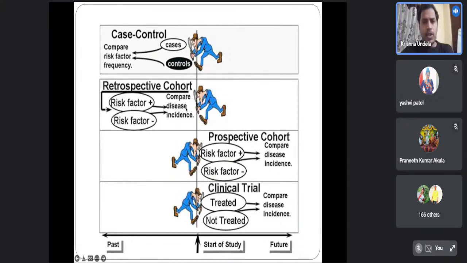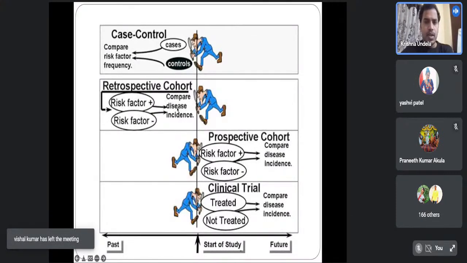And somewhere in 2020, right? Somewhere in 2020, we are going to understand, among the risk factor positive, how many got the outcome and how many did not get the outcome. Meaning in the duration of 2015 to 2020, among the risk factor positive, how many got the outcome and how many did not. Among the risk factor negative, how many got the outcome and how many did not. That's what we are going to understand in the retrospective cohort study. So just remember, cohort study means always going from the risk factor to the outcome only. Here also risk factor to the outcome only, and here also risk factor to the outcome only.